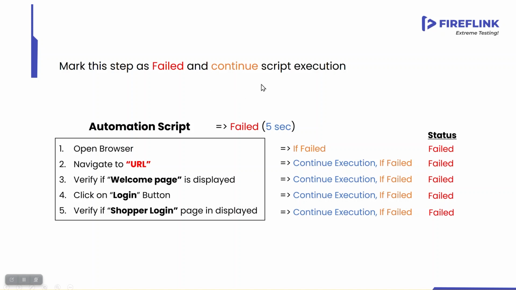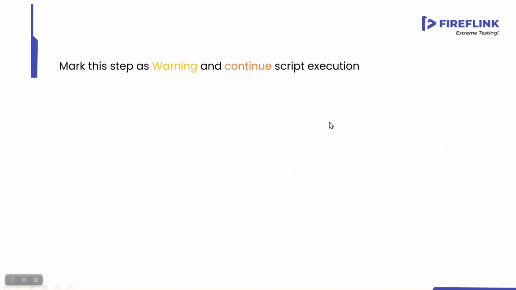You can use this if else checkpoint when that particular step is optional. That means the step is not going to affect your scenario. If it is happening, it is not going to affect your scenario. If it is not happening, it is not going to affect your scenario. For those steps, you can give this checkpoint, which is mark the step as failed and continue the script execution, since it is optional. Now let us move to the next.